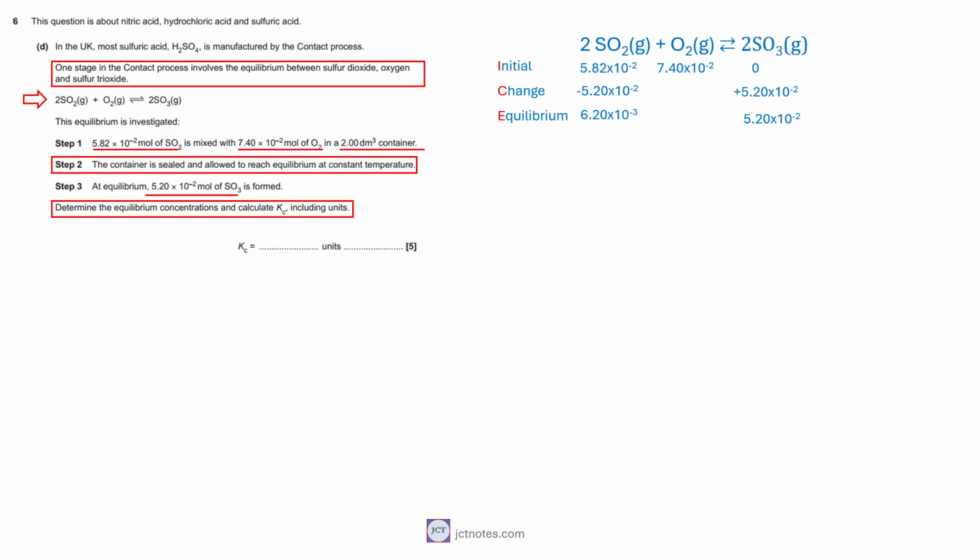From the balanced equation, we also have that 1 mole of oxygen produces 2 moles of sulfur trioxide. Therefore, producing 5.20 × 10^-2 moles of sulfur trioxide requires 2.60 × 10^-2 moles of oxygen to be consumed. Since oxygen is a reactant, its change is negative 2.60 × 10^-2 moles. Therefore, the number of moles of oxygen at equilibrium is 7.40 × 10^-2 minus 2.60 × 10^-2, giving 4.80 × 10^-2 moles.